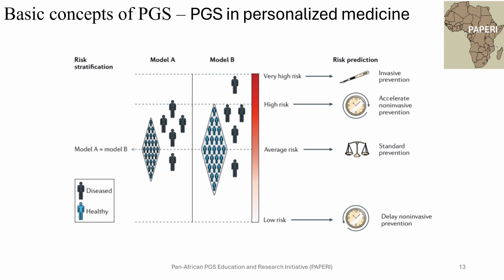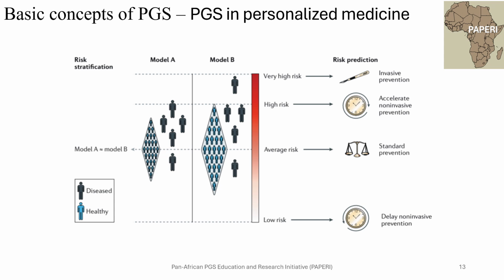And we have healthy individuals and diseased individuals. Diseased individuals are the people that fall outside of the diamond here. And the degree to which the polygenic risk score or the predictive model can stratify and separate out high and low risk individuals will determine how that score can be applied and used, or if it can be applied and used in the clinical setting.